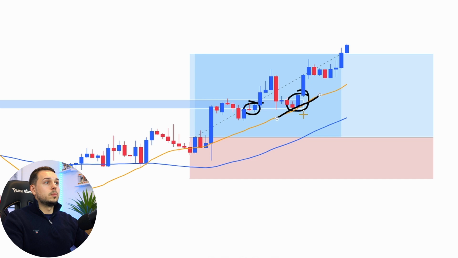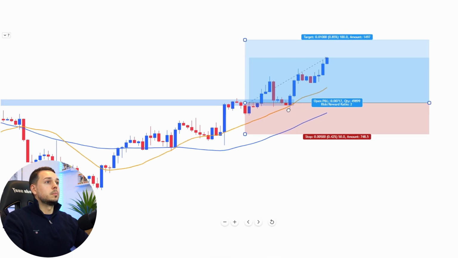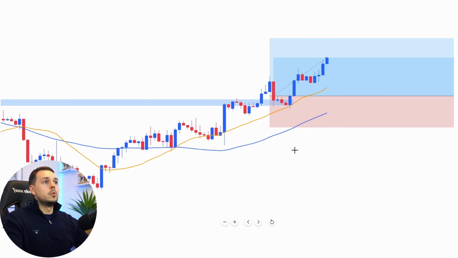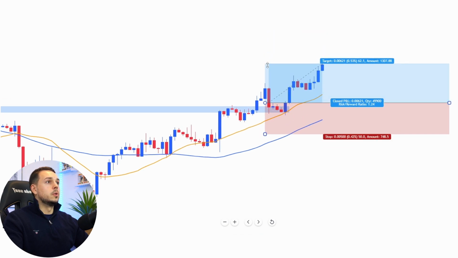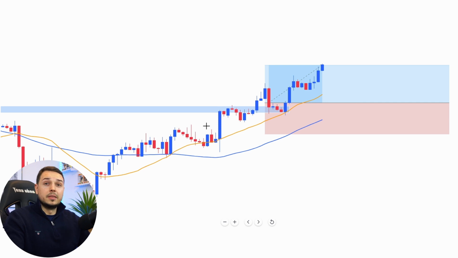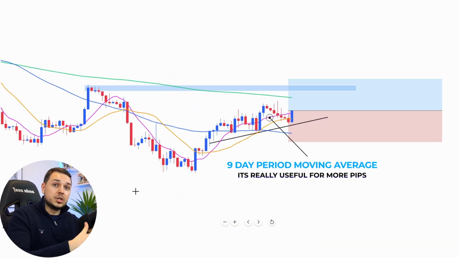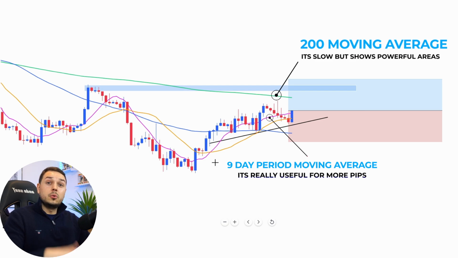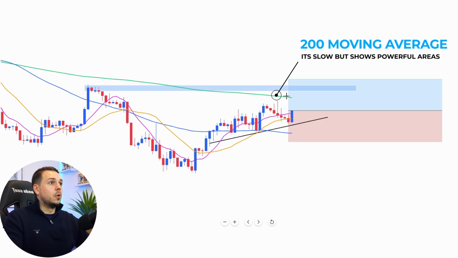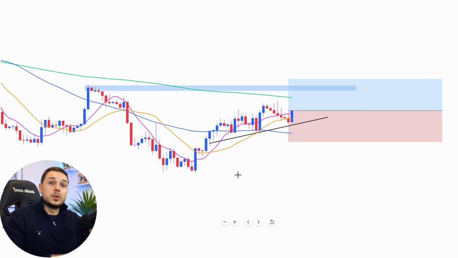This one probably better because it actually bounces off the 20 moving average line. So potentially you could have entered 2 more trades, which would have done you at least by the minimum another 60 pips. Now let's rewind a little bit and learn something totally new. So we're going to use the 9-day period moving average and 200 moving average. The 200 moving average will act as a form of resistance, so potentially we need to break that.